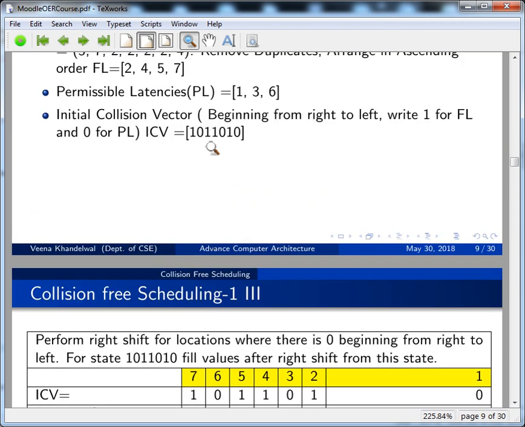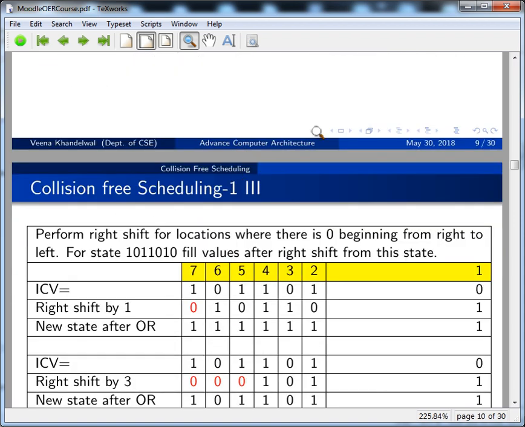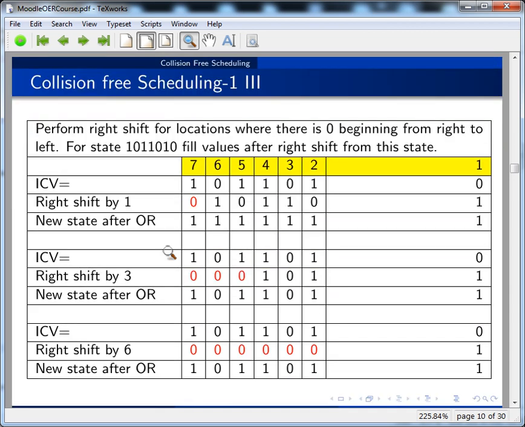Now, because we have zeros in locations 1, 3 and 6, we can arrive at new states when we perform right shift at these locations. So we write the initial collision vector at the beginning, and because we have 0 at locations 1, 3 and 6, we perform right shift for positions 1, 3 and 6.